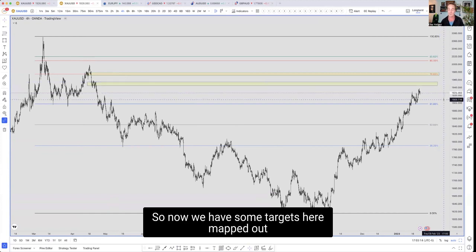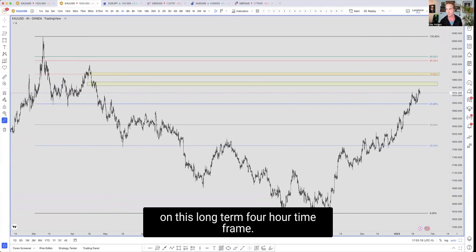So now we have some targets mapped out on this long-term 4-hour time frame.